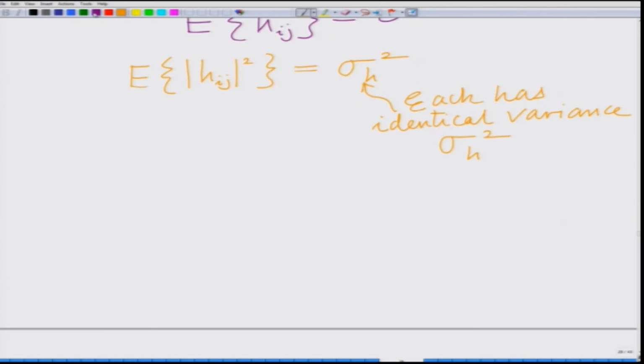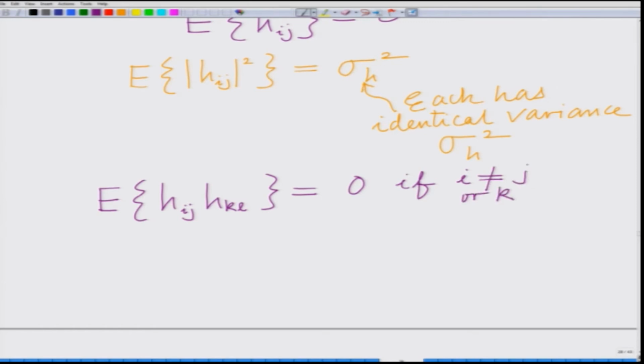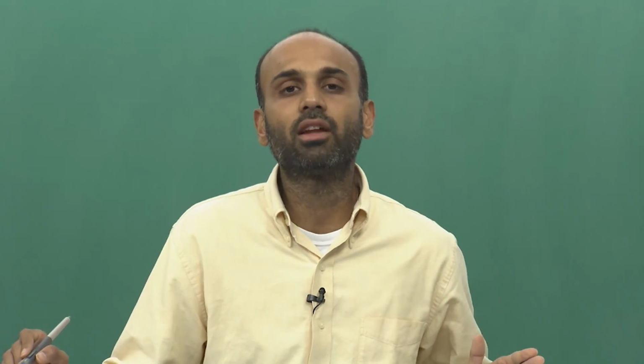Further, since they are independent, naturally they are uncorrelated. Let us assume that any two channel coefficients are independent: the expected value of Hij times HKL equals 0 if i is not equal to k or j is not equal to l. That is, if you look at any two distinct channel coefficients Hij and HKL, the correlation between them is 0.